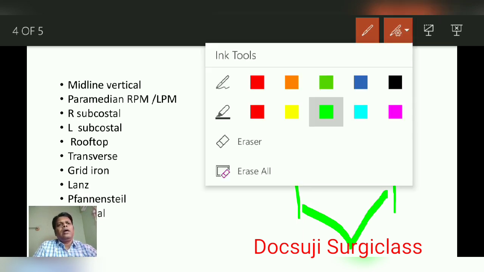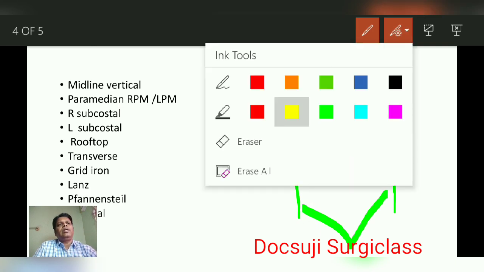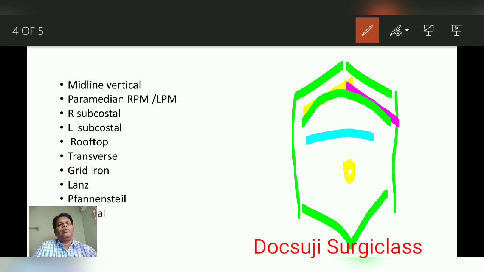Next is the umbilical transverse incision. You can put a transverse incision either supraumbilically or infraumbilically. This incision is commonly useful in pediatric surgeries.